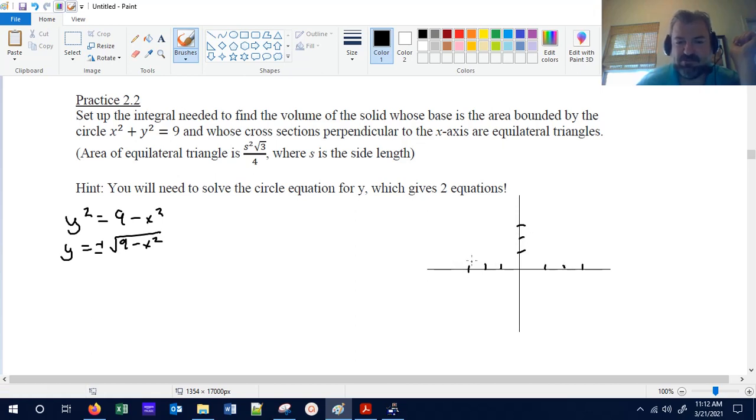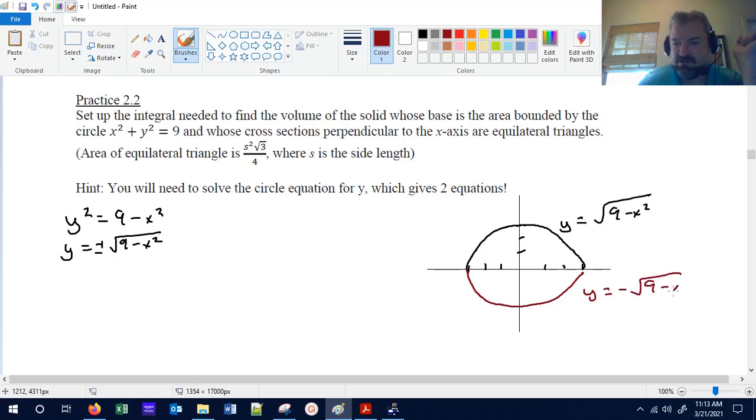The plus part gives me that. So this is y equals the positive square root of 9 minus x squared. The bottom portion gives me y equals negative the square root of 9 minus x squared. I'm going to be using equilateral triangles, and we were given the equilateral triangle formula here, which is nice. So it's going to be coming out like that, where each side is the difference between this and this.